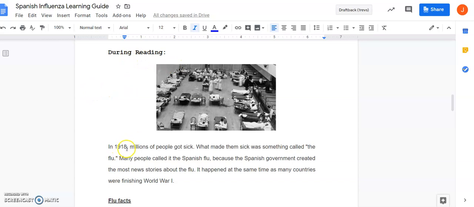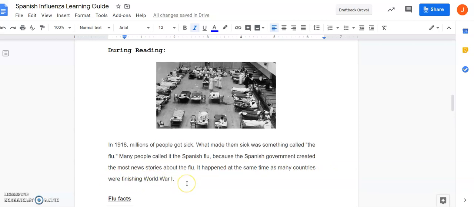In 1918, millions of people got sick. What made them sick was something called the flu. Many people called it the Spanish flu because the Spanish government created the most news stories about the flu. It happened at the same time as many countries were finishing World War I.